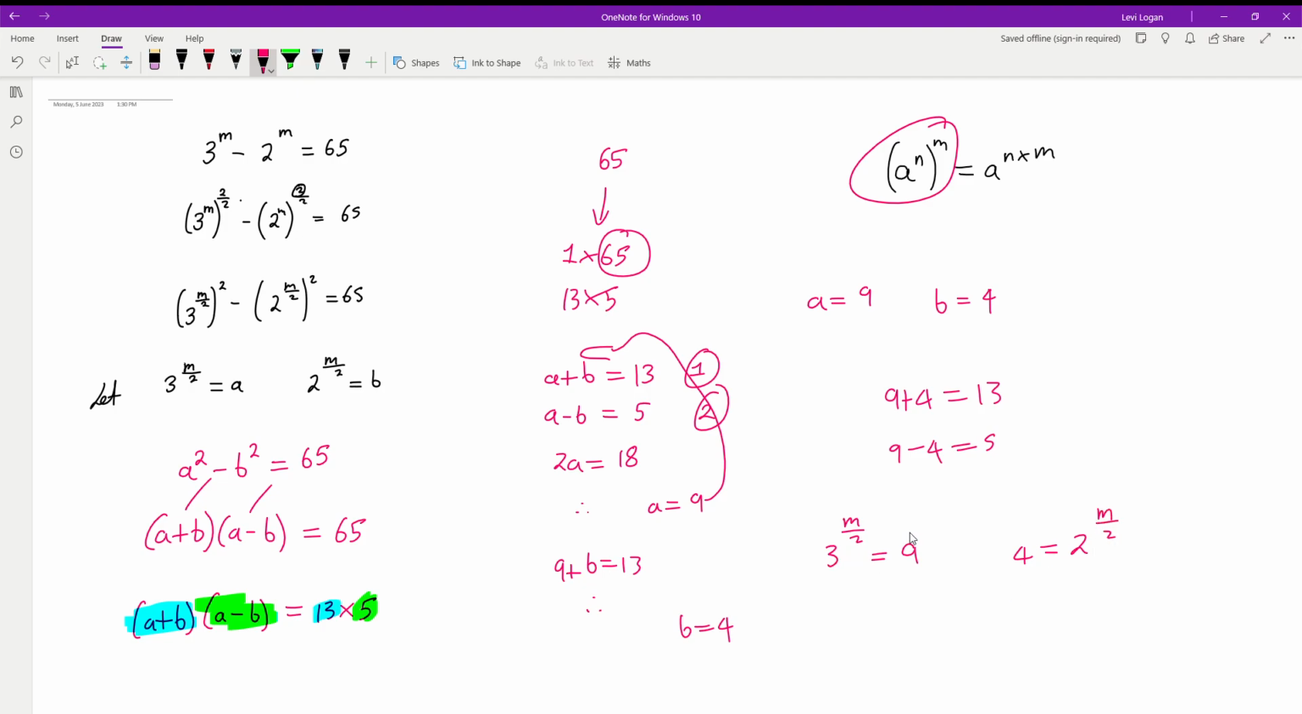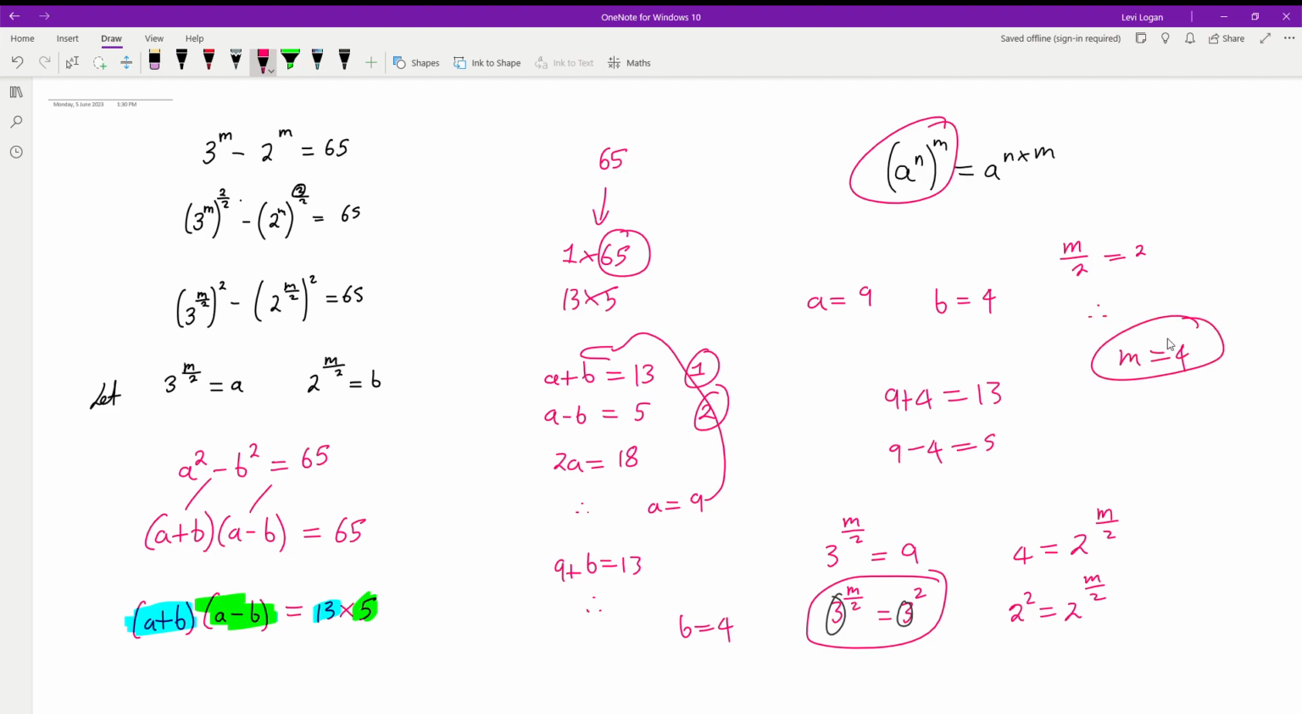Now we can see this looks much easier to solve because 9 can be expressed in terms of a base 3 if you square it. So 9 can be expressed as 3 squared, can't it? Same here with 4. 4 can be expressed as 2 squared. And as you can see here, because this is the same base, that means this here must be equivalent to this. So in other words, we have a little equation in here. So m over 2 must be equal to 2. Therefore, m must be 4.